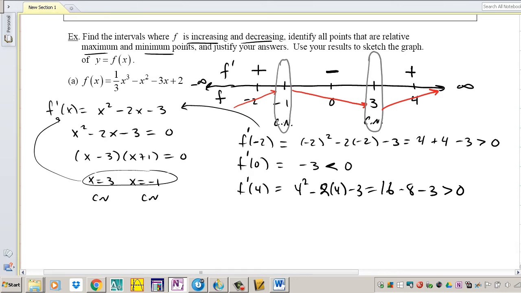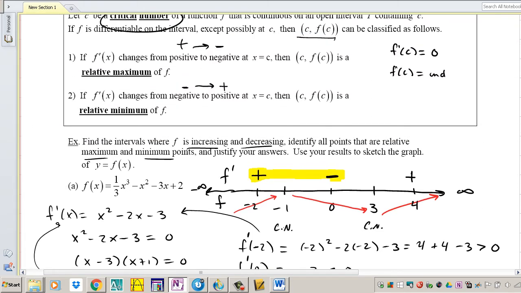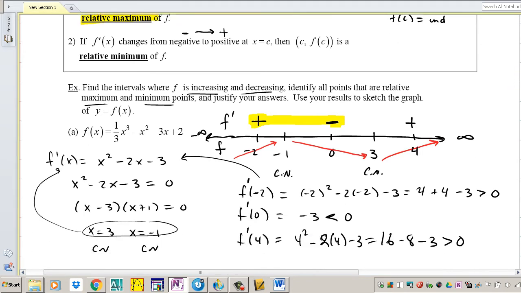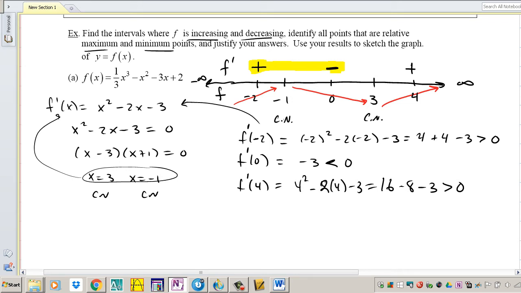Now, what does all this mean? Let me erase this so we can see. When the derivative goes from positive to negative, what do we have? Go back to your notes. Positive to negative means we have a maximum. Notice I did not need a graphing calculator to tell me that. I used calculus. I have a maximum here at -1. This critical number provided a maximum. What about from negative to positive? If you go back up to your notes, you get a minimum.